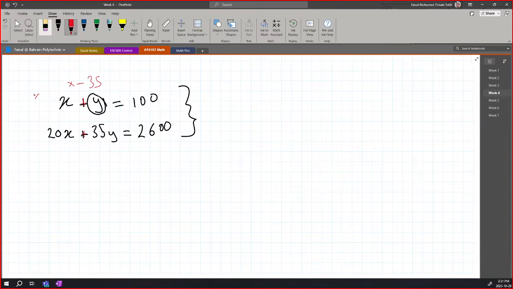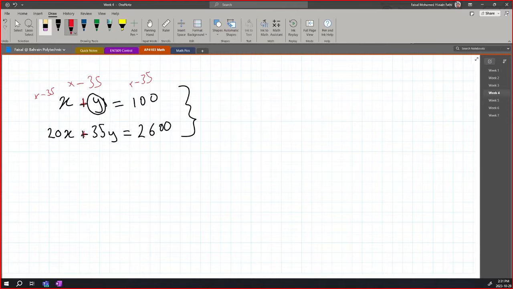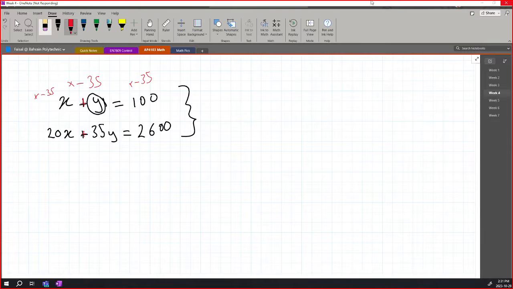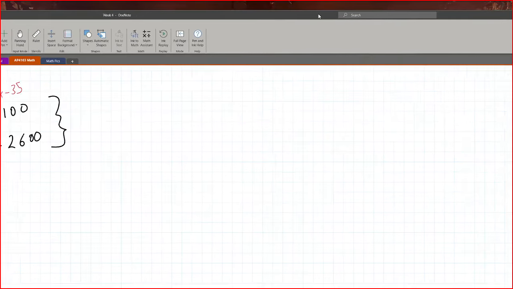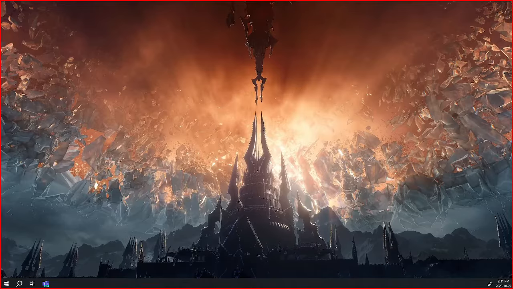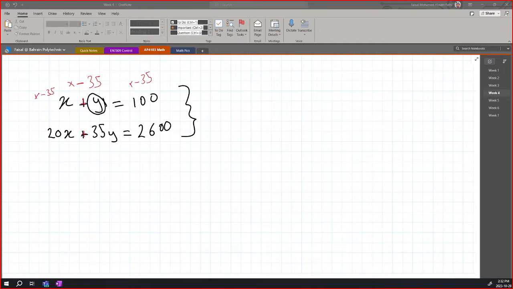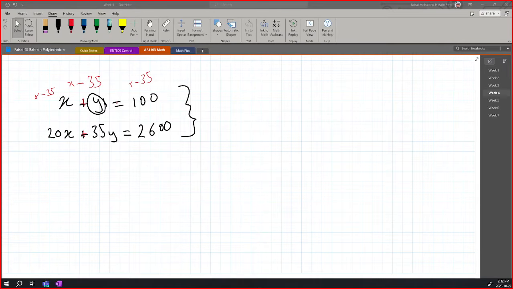Just give me a second. Let me restart OneNote. So minus 35 times minus 35. Okay. Just give me 2 seconds. Coming back to the question, we have to multiply by negative 35 for everything.